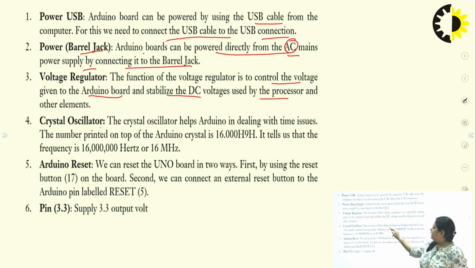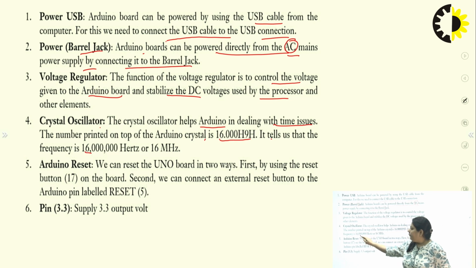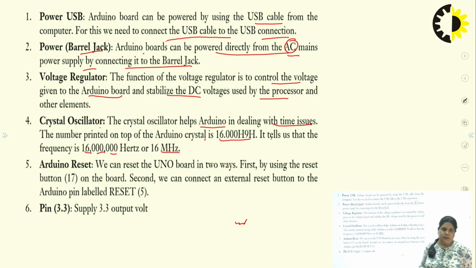So the next one is the crystal oscillator. The crystal oscillator helps the Arduino in dealing with time issues. The number printed on the top of the Arduino crystal is 16.000H9H. It tells us that the frequency is 16 megahertz. That means this crystal oscillator tells about the frequency at which the crystal of the Arduino board oscillates.